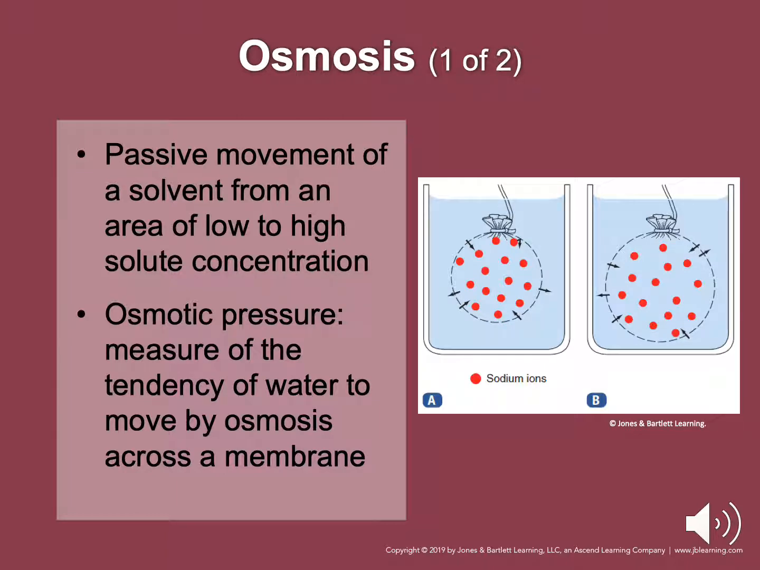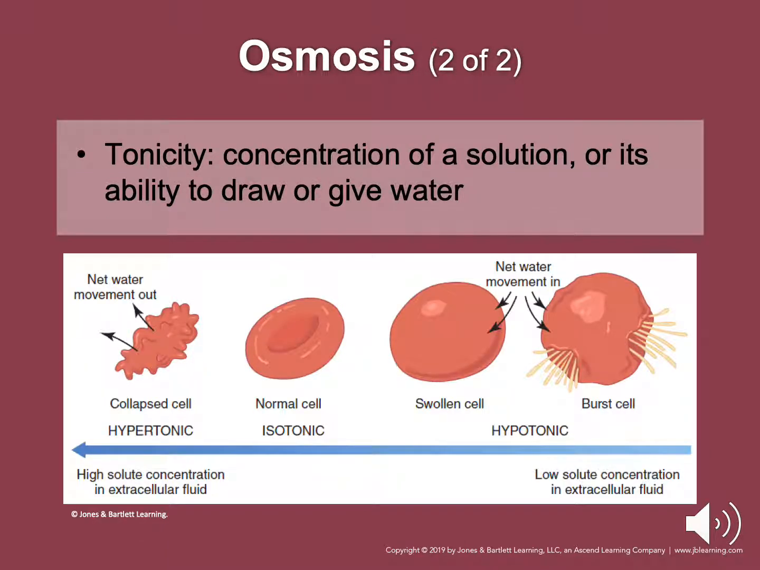So, tonicity is the concentration of a solution or its ability to draw or give water. So basically, you got a collapsed cell that's hypertonic. You make it isotonic, and that means it's normal. Then you get a swollen cell, and it bursts. So that makes it hypotonic.